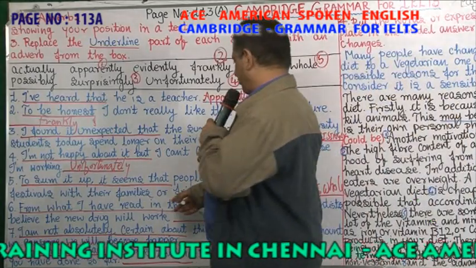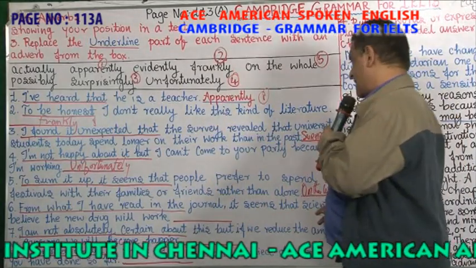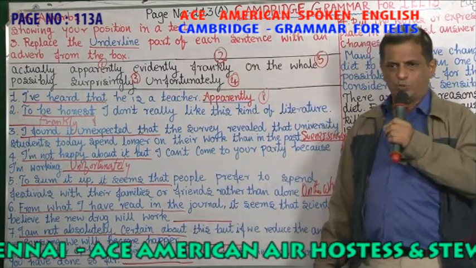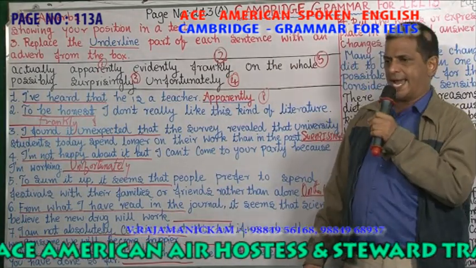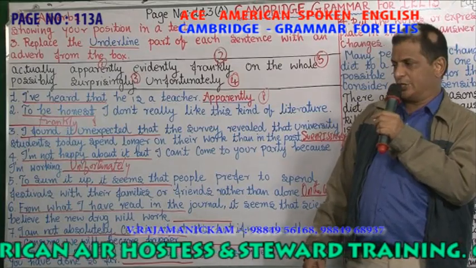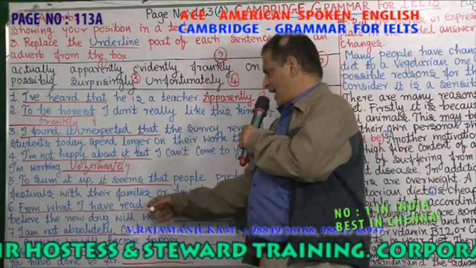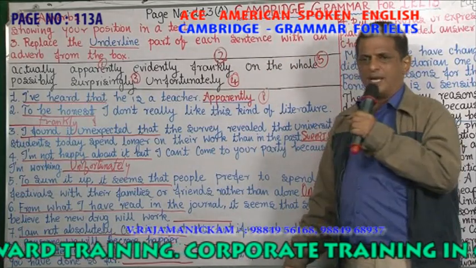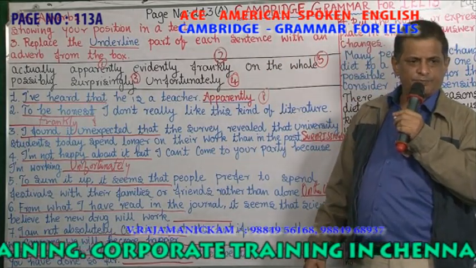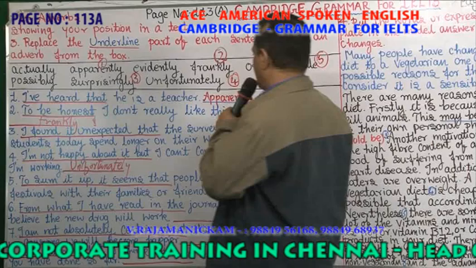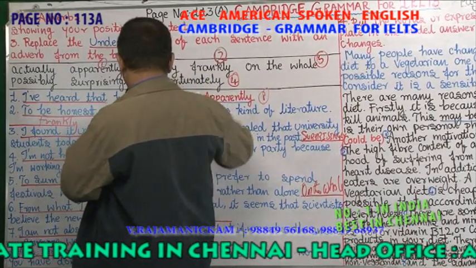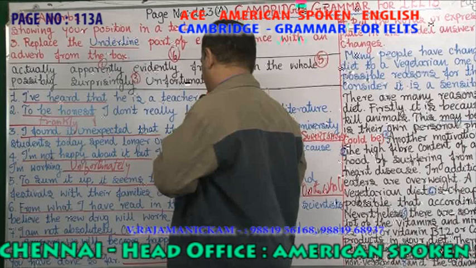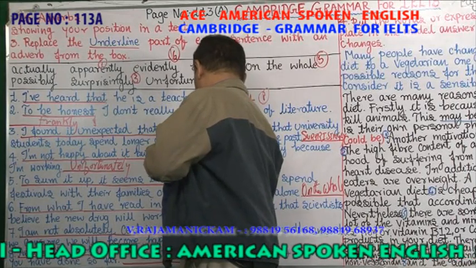So from what I have read in the journal, it seems that scientists believe the new drug will work. So according to the journals, what I read, I believe that the new drug is going to work out. So from what I have read in the journal, what's the word you can use from the adverbs? Evidently. So evidently, the proof is there from what I have read in the journal. So sixth, evidently.